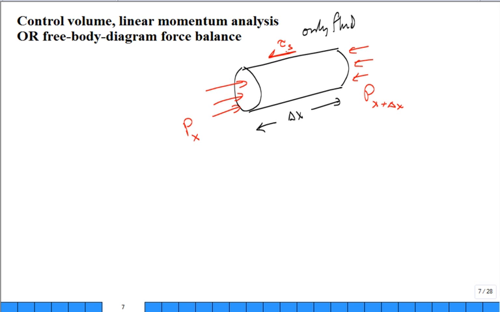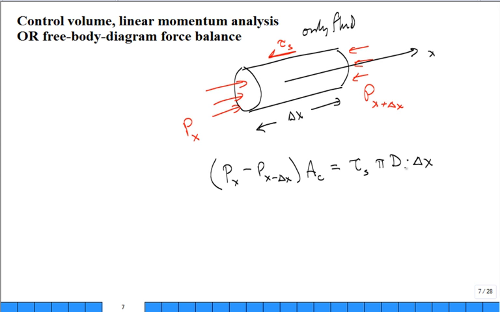What does that force balance give us? Well, it says that what's pushing it in the positive x direction, I should have put that down there like that, minus what's pushing back, times the cross-sectional area, is equal to the wall shear stress times how much wall area there is. Wouldn't that be pi d times delta x? I pause and look at that. Is that good?